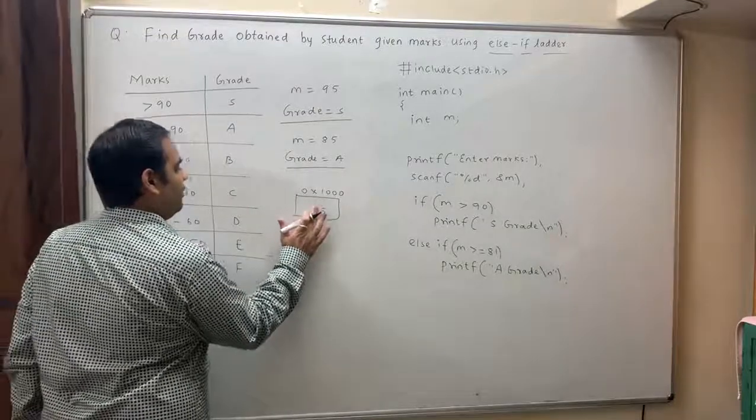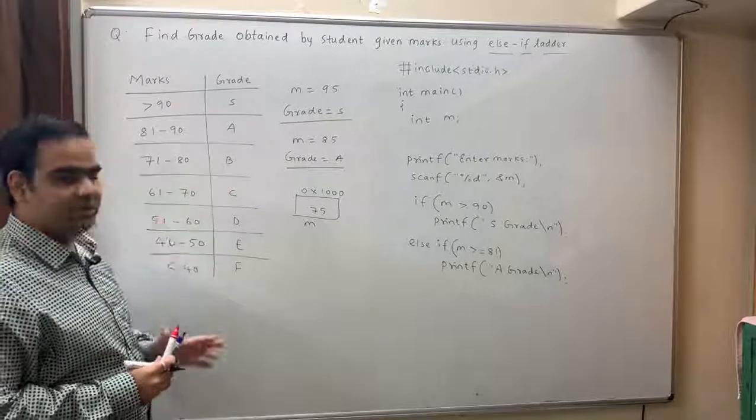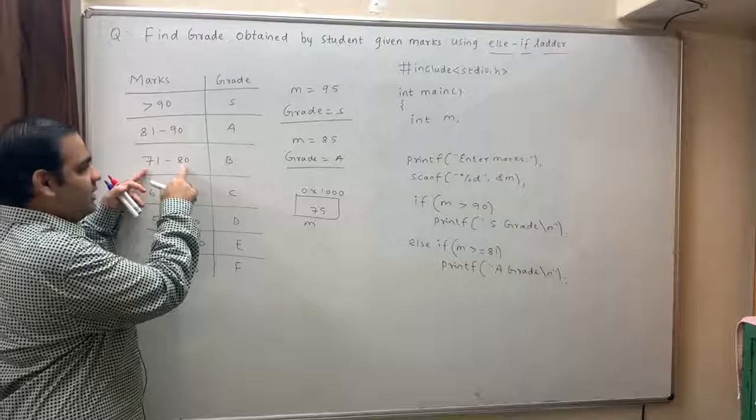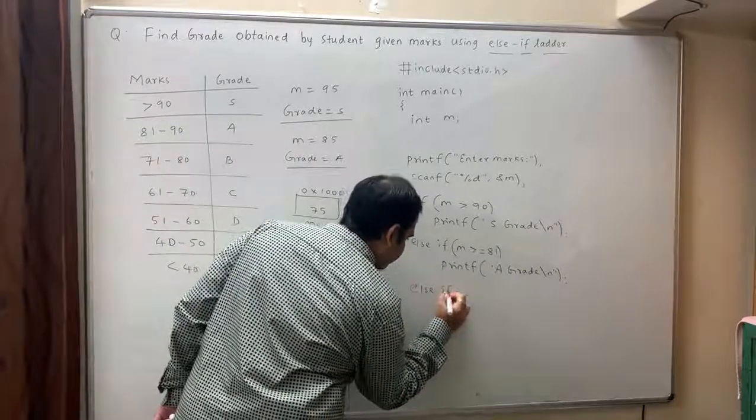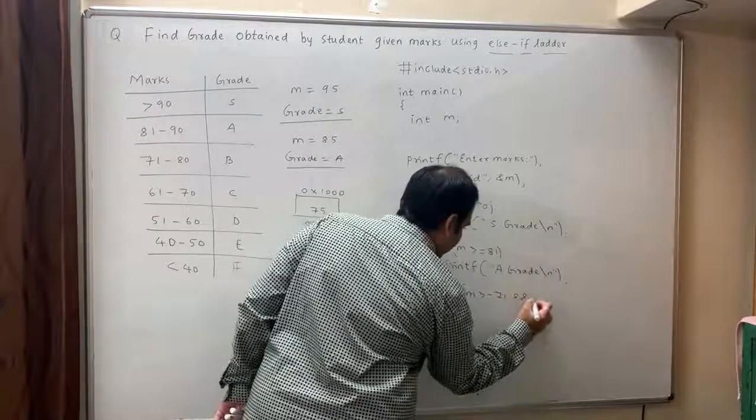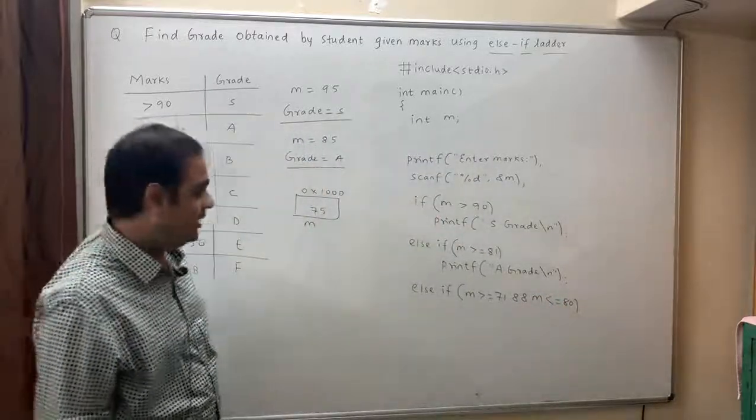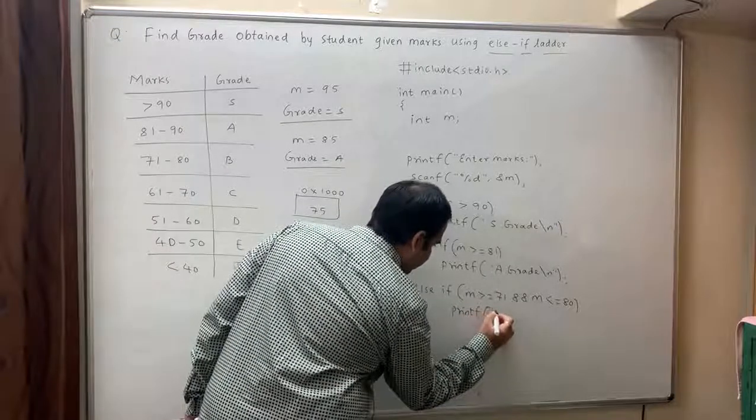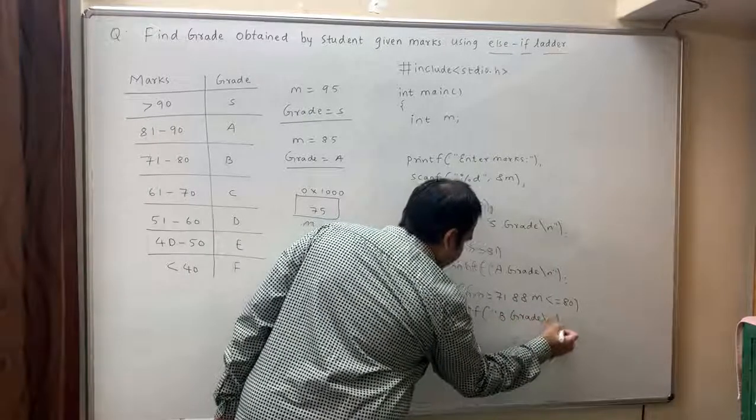Okay, now let us say marks is equal to 75. Now 75 is in this range and the student should get B grade. Now 75 means greater than or equal to 71, less than or equal to 80. That is what I write over here. else if marks is greater than or equal to 71 and marks is less than or equal to 80. If it is between 71 to 80, then what do we write over here? And I write over here printf B grade.